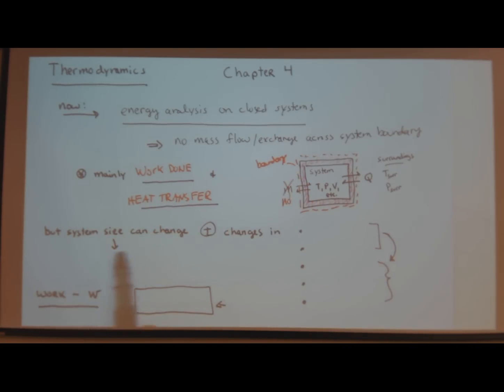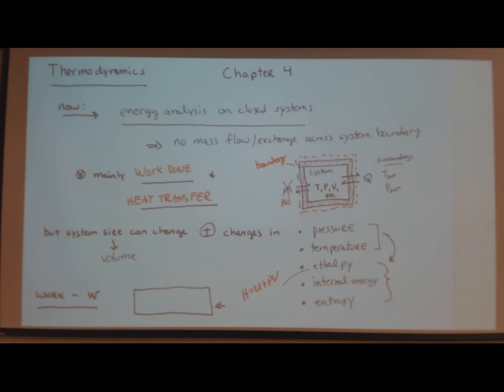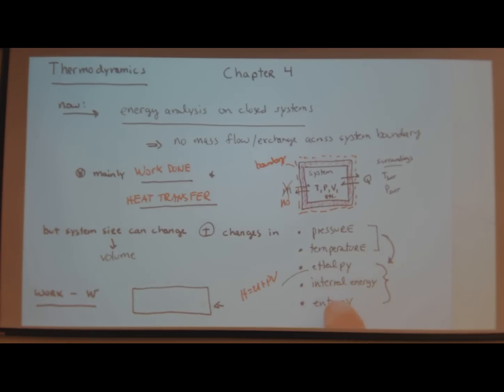So we don't have mass flow, but the system size or system volume can change. Plus there are changes in pressure, temperature, enthalpy, internal energy, and entropy. So remember H, right, enthalpy: H is equal to U plus PV. So the system size or volume can change, plus you have changes in temperature, pressure, and volume, right? And so if you have changes in temperature and pressure, then you have to have changes in enthalpy, internal energy, and entropy, because these are state functions, and I can define them by these two.